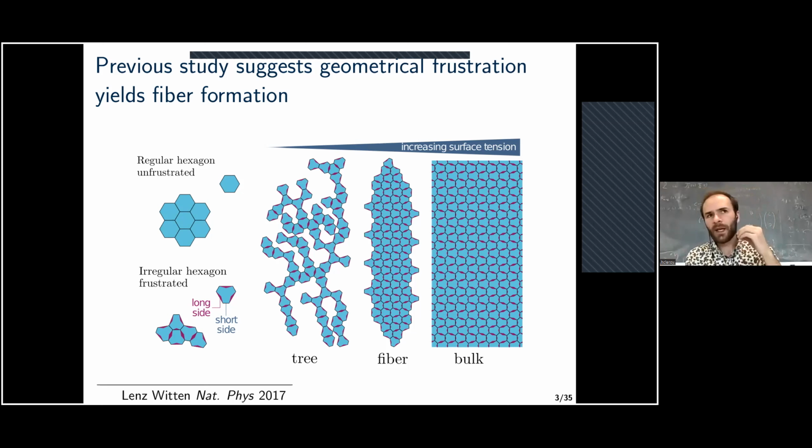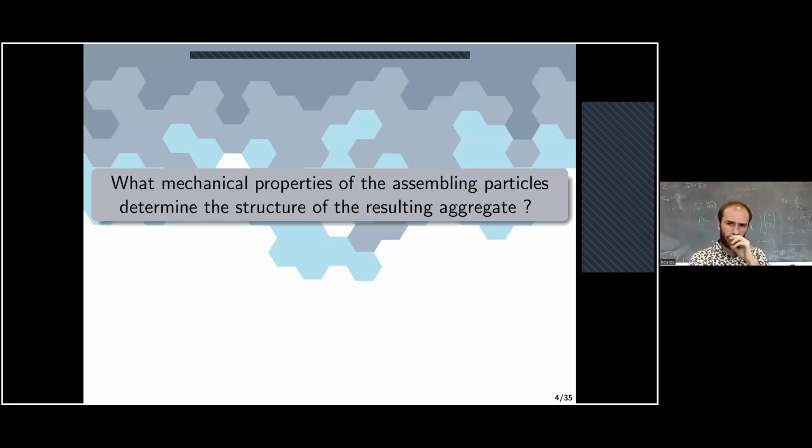So that if you give me particles and ask me what happens if they aggregate together, I can tell you that's going to be a fiber, that's going to be a torus, well, that's going to be, you know, an infinite spherical aggregate. So that's exactly the question we're going to try to tackle here: to determine the relevant mechanical properties of assembling particles that will determine the resulting structure of an aggregate.